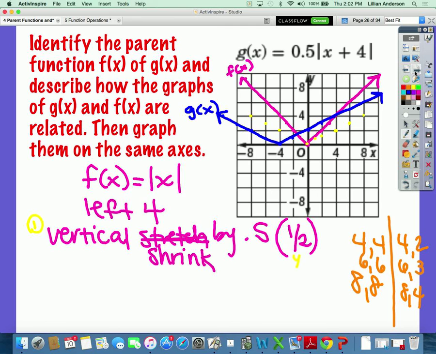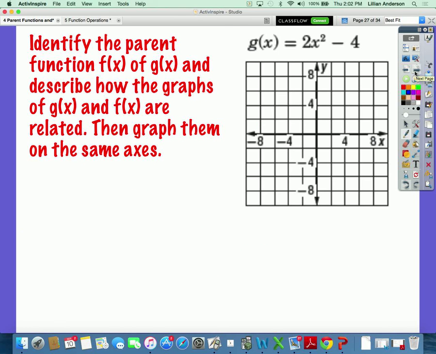Let's do the next one. Raise your hand when you think you have the parent function. Raise your hand, who can give me the parent function? Marshall. f of x equals x squared. Did I give it away? That's squared.